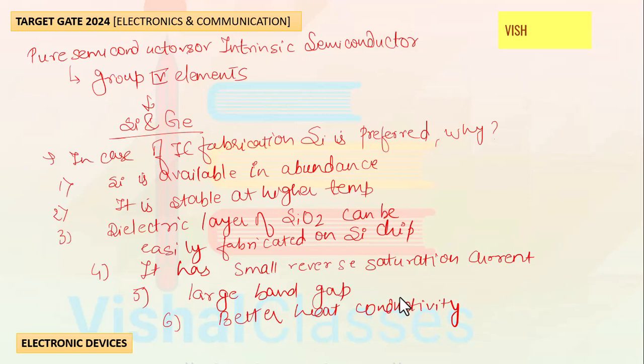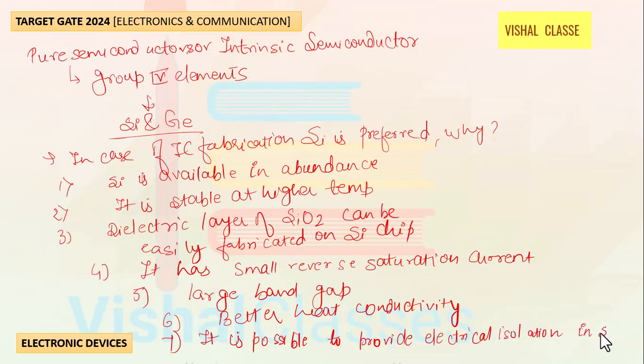Also one more point is there, which is not needed, but write it. It is possible to provide electrical isolation in silicon chips.